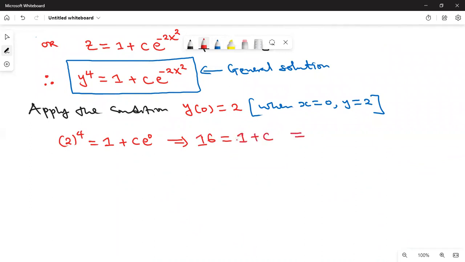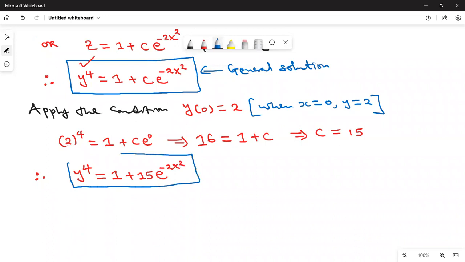So when you make c the subject, you get c is equal to 16 minus 1, that will give us 15. So now go back and replace it in our general solution. So you can just say that therefore, y raised to 4 is equal to 1 plus 15 times exponential negative 2x squared. So this that we have found here finally is our particular solution.